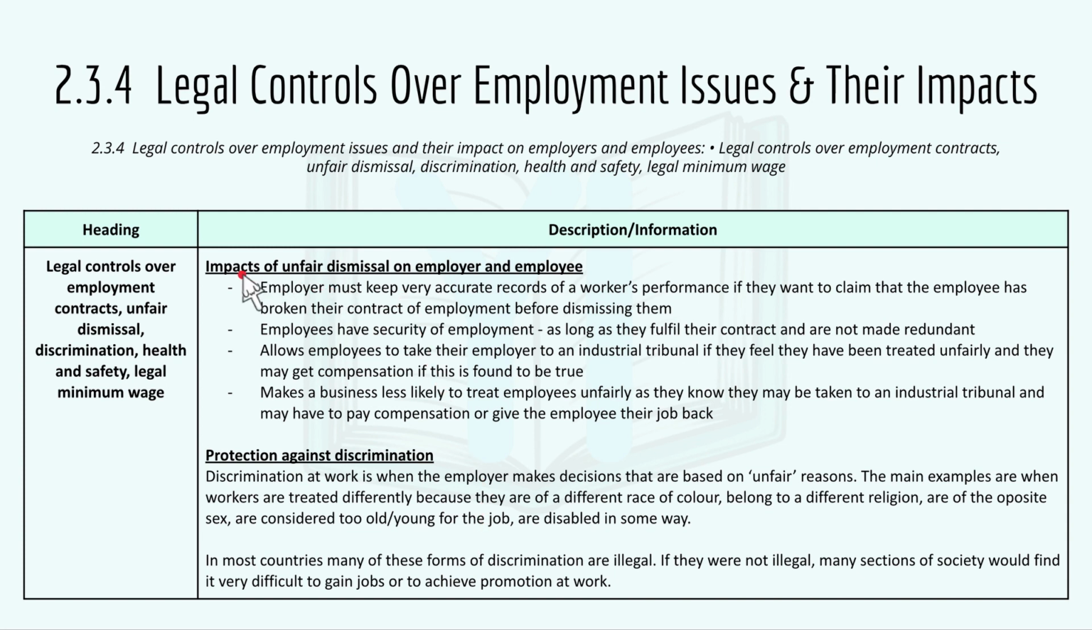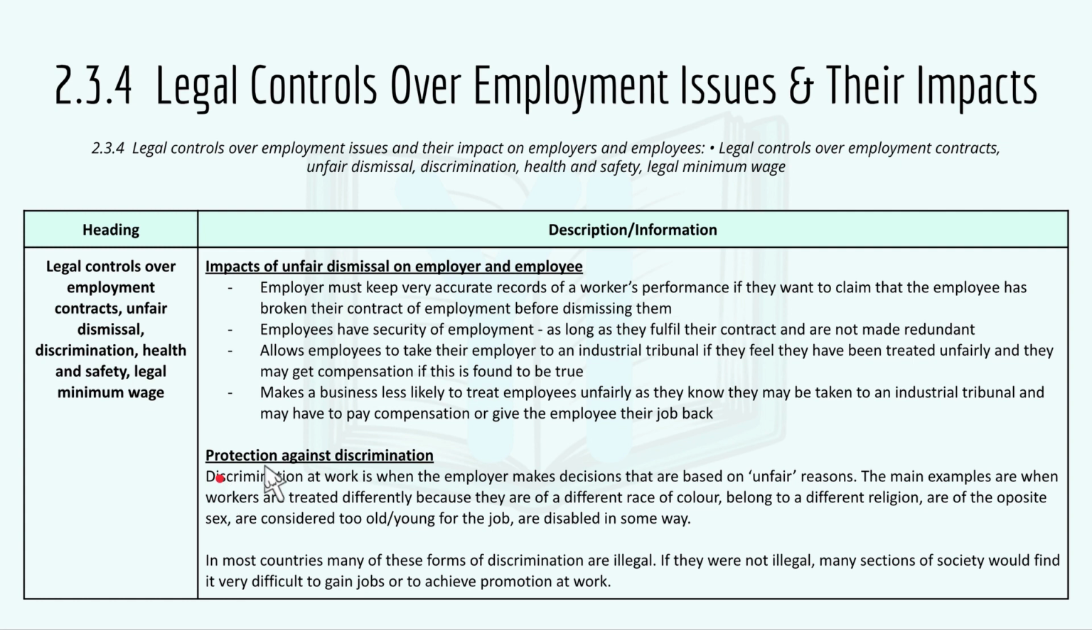And here's unfair dismissal, the impacts on employer and employee. Employers must keep very accurate records of the worker's performance if they want to claim that the employee has broken the contract of employment before dismissing them. Employees have security of employment as long as they fulfill their contract and are not made redundant. It allows employees to take their employer to an industrial tribunal if they feel they have been treated unfairly. It makes a business less likely to treat employees unfairly, as they know that they may be taken to an industrial tribunal and may have to pay compensation or give the employee their job back.